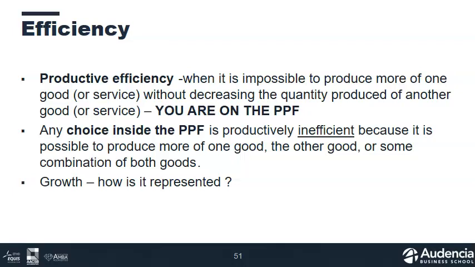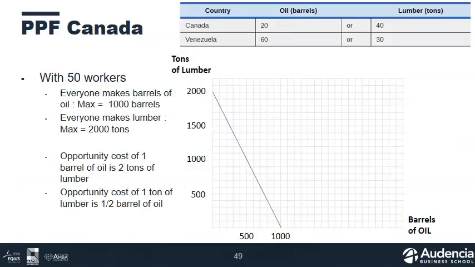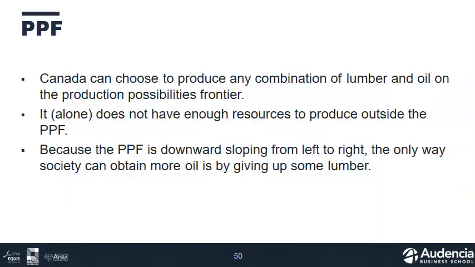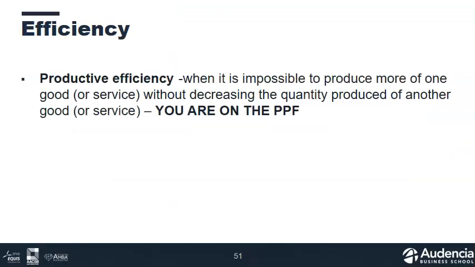Growth in an economy is represented by an expansion of the production possibilities frontier. So if for some reason the economy grows, what are we going to see? Because my economy has grown, I'm able to produce more lumber and probably more barrels of oil, and we'll see a movement of this frontier to the right, showing that I wasn't able to produce this before, and now I can. I can produce more lumber, I can produce more oil, my economy has grown. And that's typically how we represent the growth in an economy, through a shift in the production possibilities frontier.